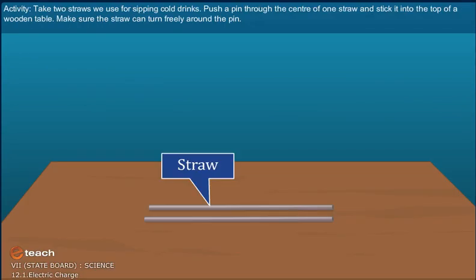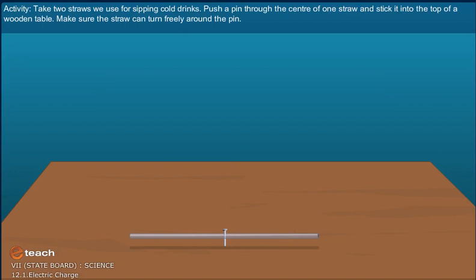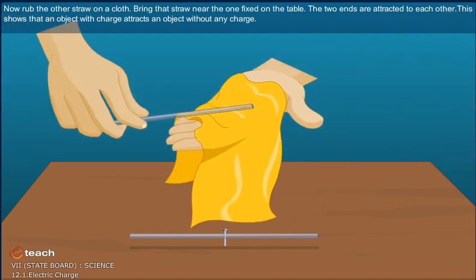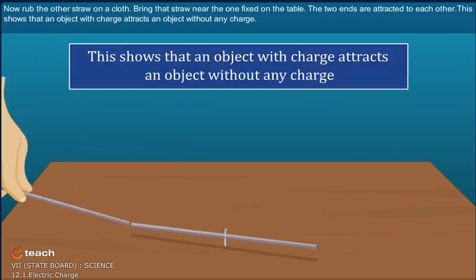Activity. Take two straws we use for sipping cold drinks. Push a pin through the center of one straw and stick it into the top of a wooden table. Make sure the straw can turn freely around the pin. Now, rub the other straw on a cloth. Bring that straw near the one fixed on the table. The two ends are attracted to each other. This shows that an object with charge attracts an object without any charge.